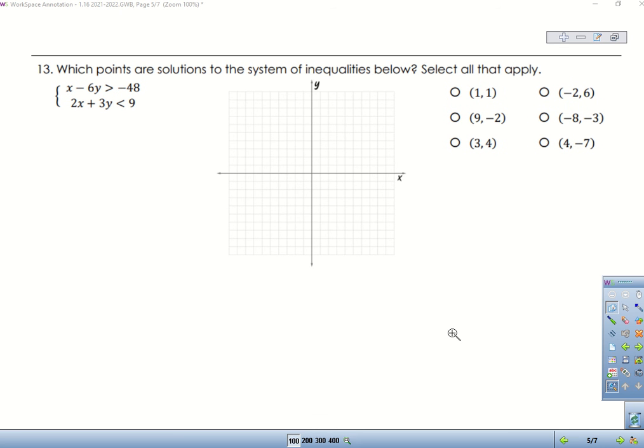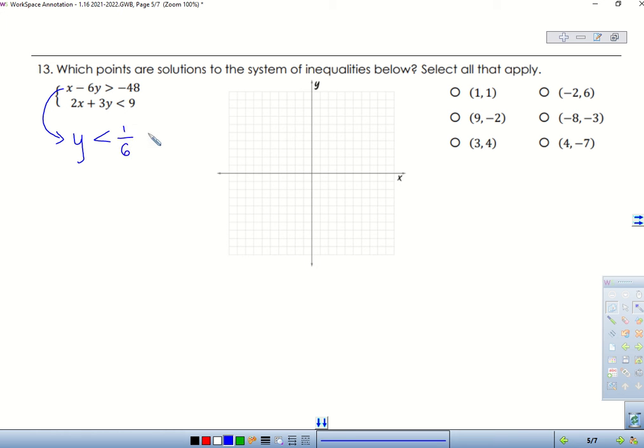Alright, so in this question it says which points are solutions to the system of inequalities below. So the first thing we're going to have to do is graph these inequalities just like we were just doing. For the sake of time, I'm just going to tell you what these simplify to. The first one comes out to be y is less than 1/6 x plus 8.